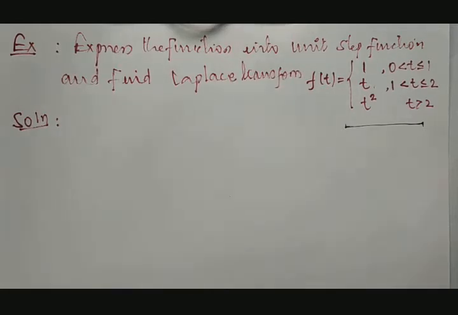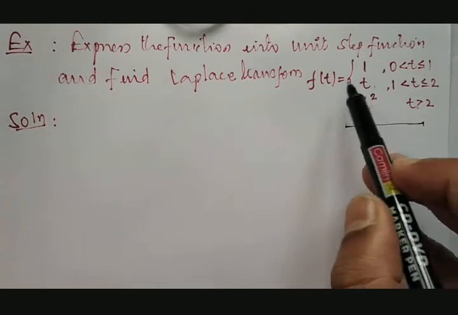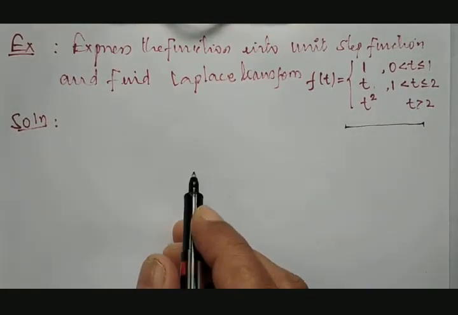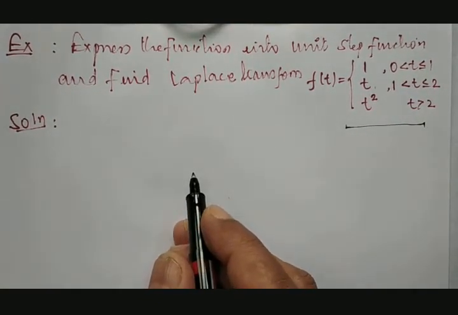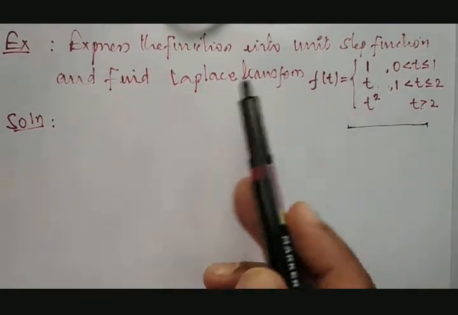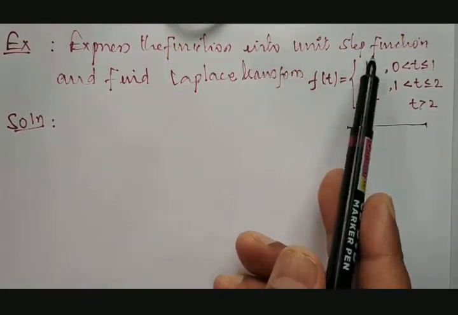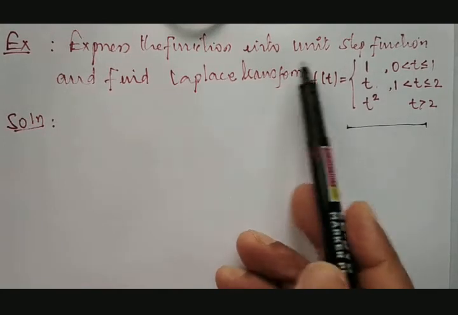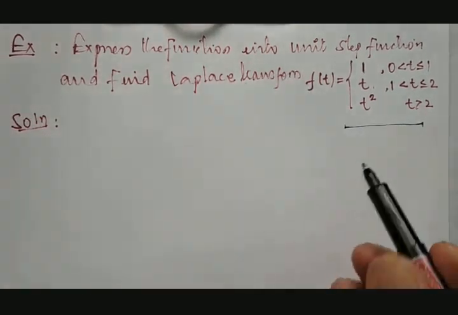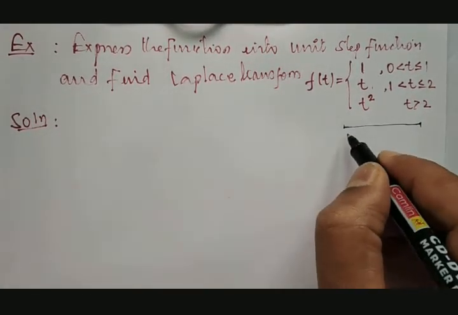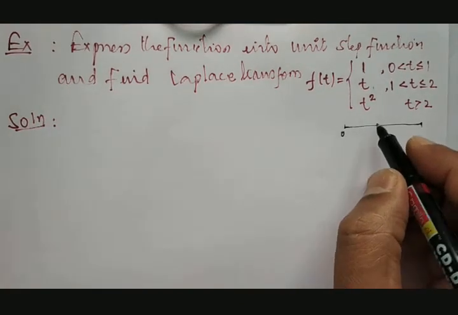In this session, we are going to discuss an example of obtaining the Laplace transformation of a triple-valued function, converting this function into unit step function. So, express the function into unit step function first, then apply its Laplace transformation. Very first, I want to know where exactly this stands.